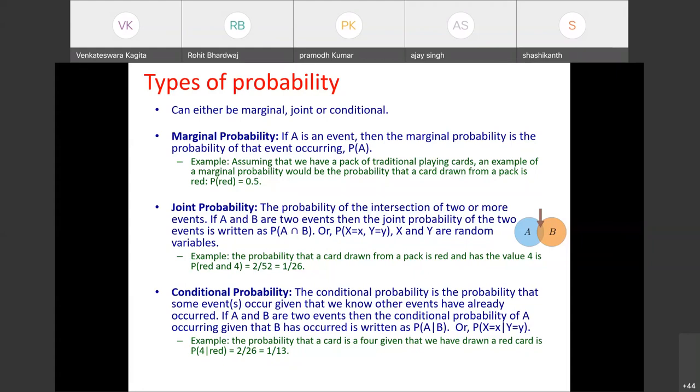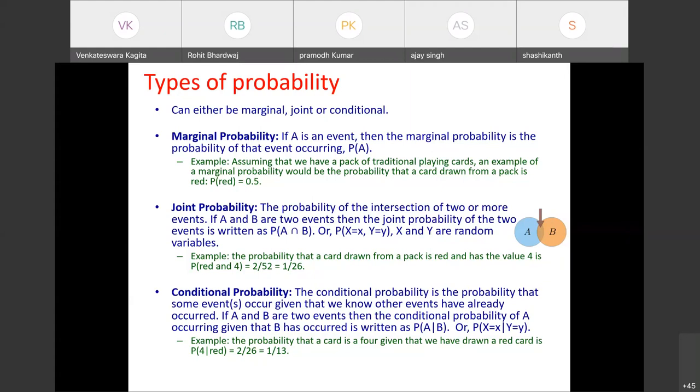For example, if you pick a card, what is the probability that it is red and takes the value 4? There are two events here. It should be red and it should be 4. How many red 4 cards are there? Two cards out of 52, one with hearts and one with diamonds. So the probability that it is red and 4 is 2 by 52, that is 1 by 26. We call this a joint probability, the intersection of two or more events.